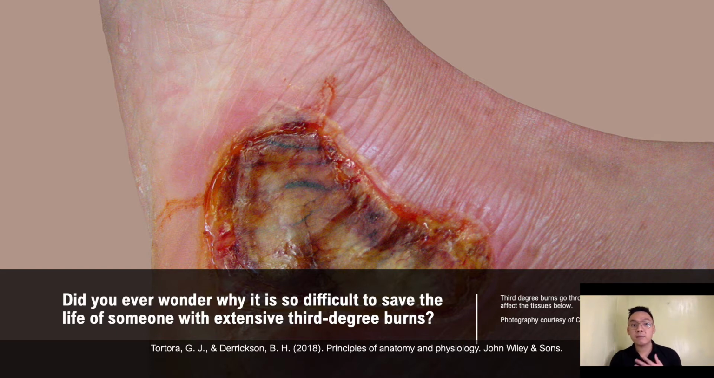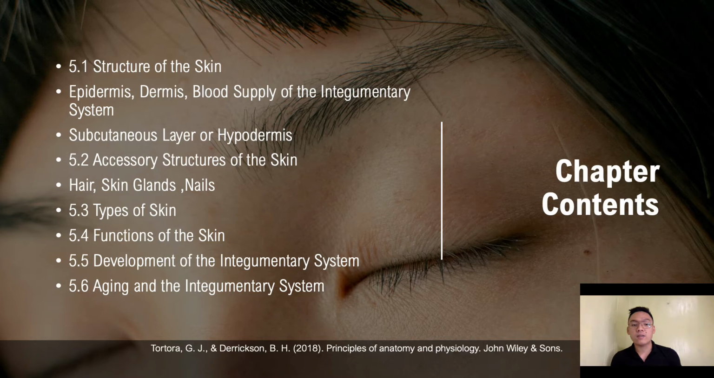But before that, let me present to you the contents of this integumentary system. First, we will talk about the structure of the skin: the epidermis, the dermis, the blood supply of your integumentary system, the subcutaneous layer or the hypodermis, and the accessory structures of your skin, such as the hair, skin glands, and nails. What are the types of skin? What are the functions of your skin? The development of the integumentary system, and aging and the integumentary system.